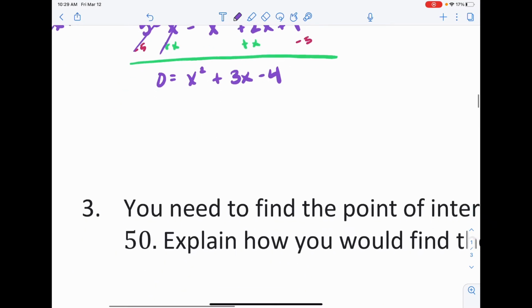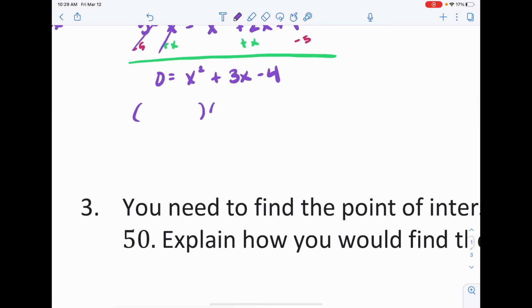Okay. Now, let's make our double parentheses. What multiplies to be negative 4 but adds or subtracts to be 3? So when I think about my factors of 4, we're going to split up our x's. If we've got a positive 4 and we subtract 1, 4 minus 1 gives us 3, and 4 times negative 1 gives us negative 4.